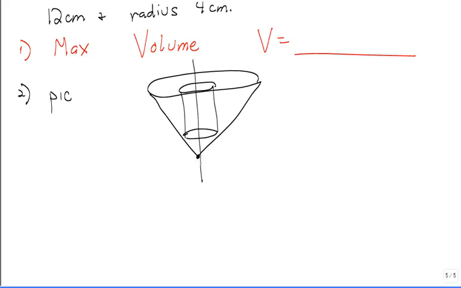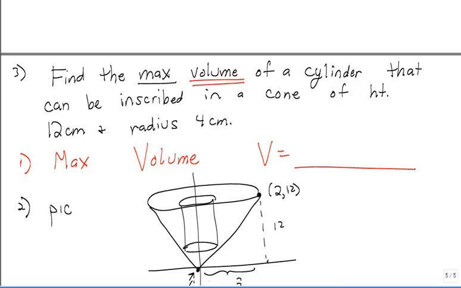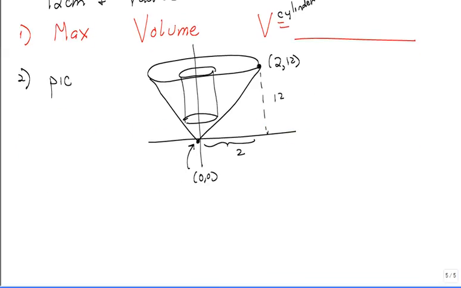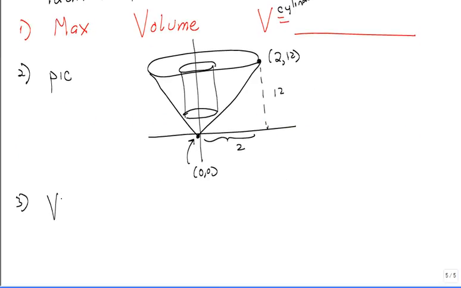Let's make this at point 0, 0. The height is 12, the radius is 4, so this is 2. So this is the point 2, 12. So I need the volume of a cylinder in this problem. And the volume of a cylinder is pi r squared h.